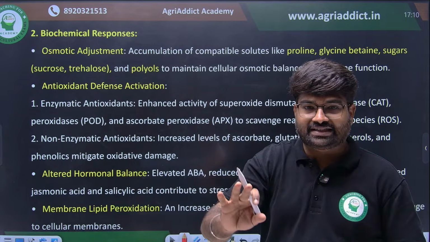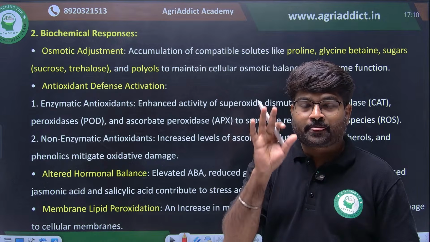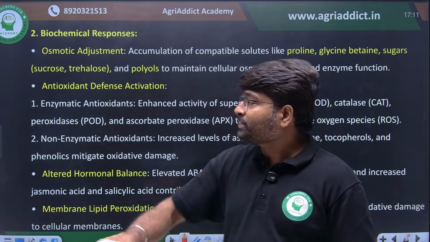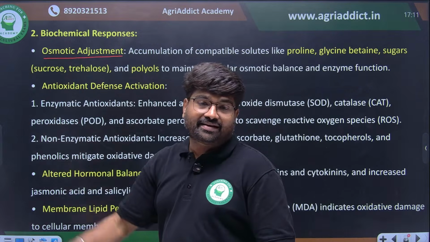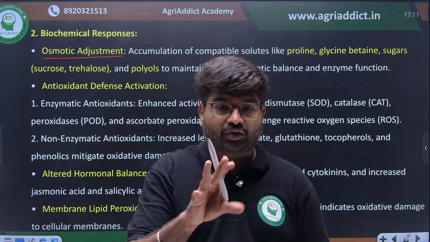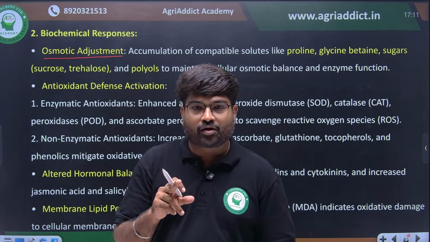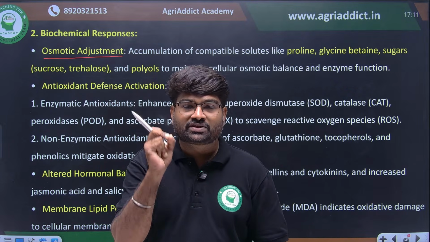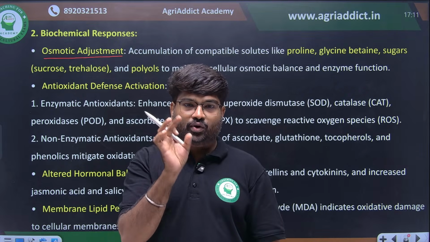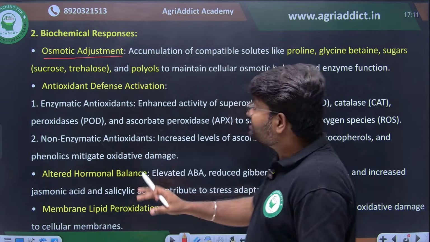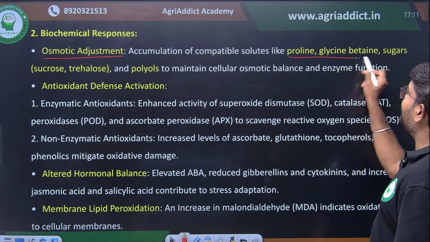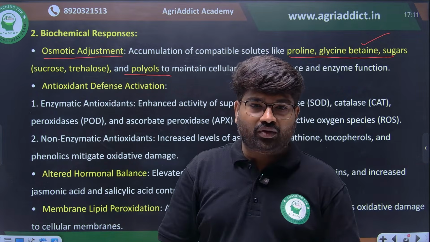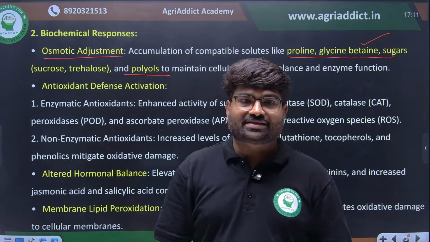Under drought stress, plants will accumulate osmotic protectants, or we can also say osmotic adjustment. These are small organic compounds that are soluble in nature. This is a very important point. Osmolytes are small organic molecules that are soluble in nature. Examples of major osmolytes are proline, glycine betaine, sugars and polyols. These are very important things you have to remember. These are examples of osmoprotectants.